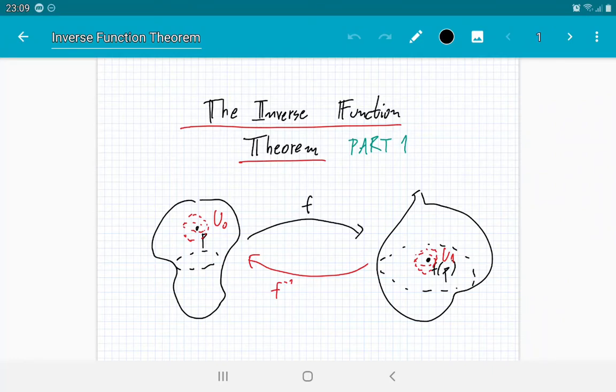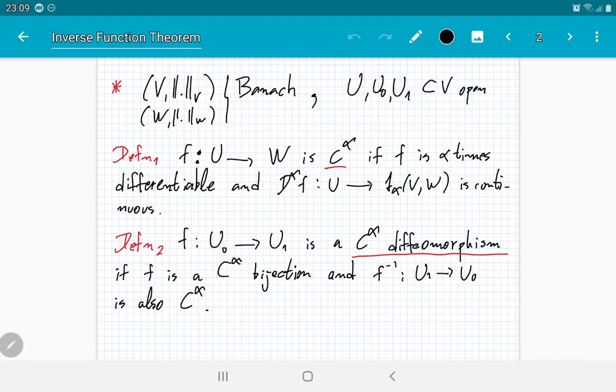So having proved Banach's fixed point theorem in the previous video, we'll now move on to the proof of the inverse function theorem. Even to state that theorem requires a little bit of language, so let me get started with that. We have our Banach spaces as usual, V, W with their norms.